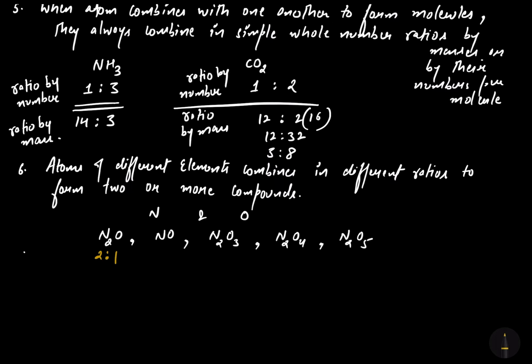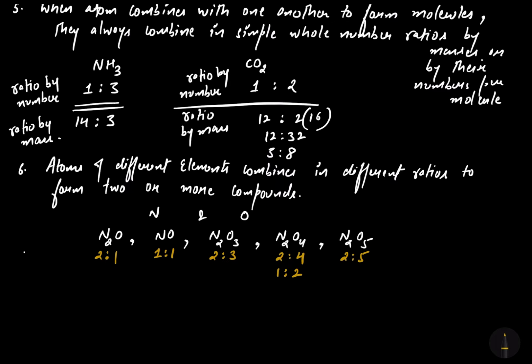So the ratio of atoms by number in N2O is 2:1, in NO is 1:1, in N2O3 is two atoms of nitrogen combined with three atoms of oxygen, so 2:3. In N2O4 it's 2:4, which can be further simplified to 1:2. In N2O5 the ratio was 2:5, which is the simplest whole number ratio.